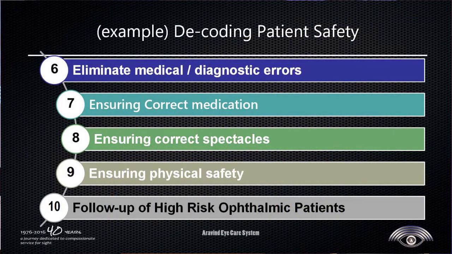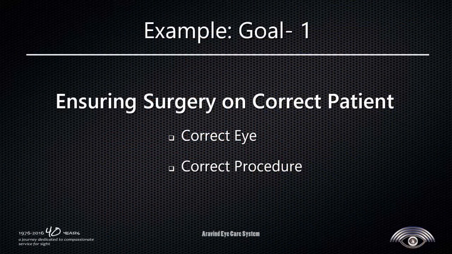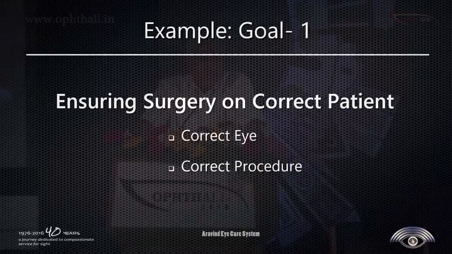So these are the various things: eliminating medical diagnostic errors, correct medication, correct glasses, minimizing physical injury, and so on. Again, I'll take one example just to give you the feel as to how the systems can be developed. Once you recognize these are the 10 things that you've got to fix to give a high level of patient safety in the caregiving process, the most fundamental one is that you're treating the right patient, the right eye, and doing the right procedure.